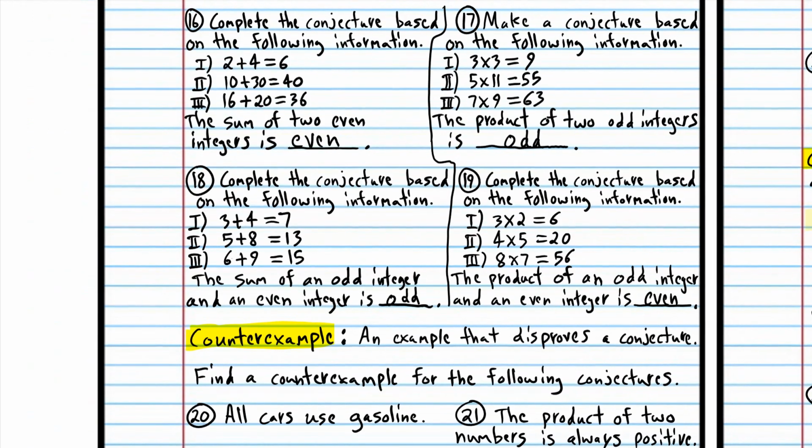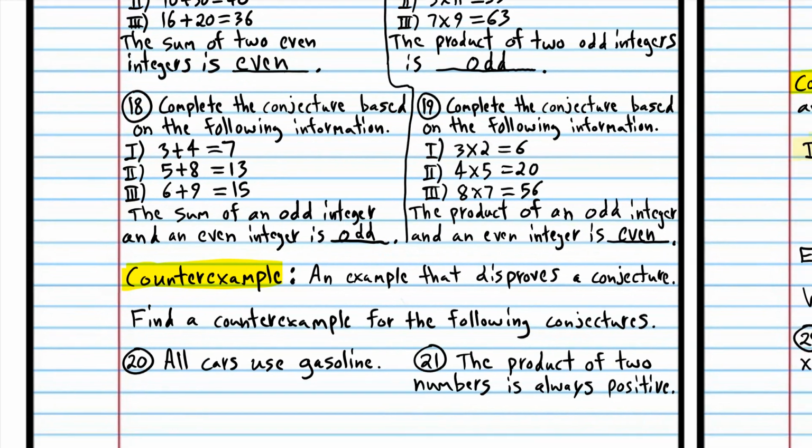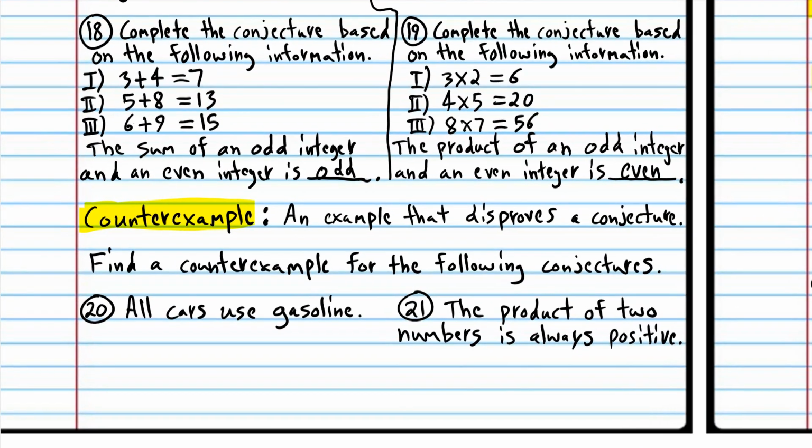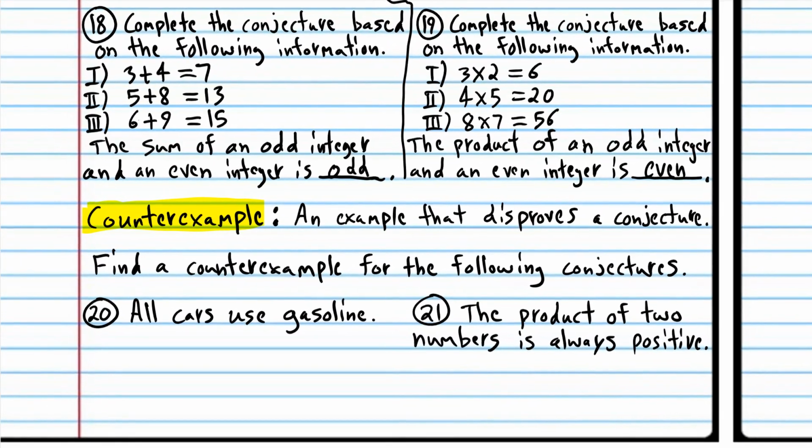So that's the same situation with all of this stuff. We're just using very limited information and coming up with a generalization. That's inductive reasoning, using specific examples and coming up with a generalization.